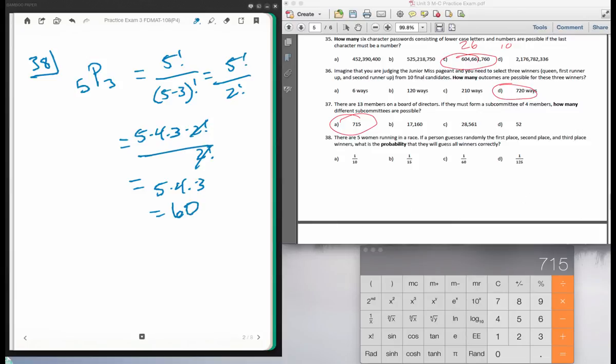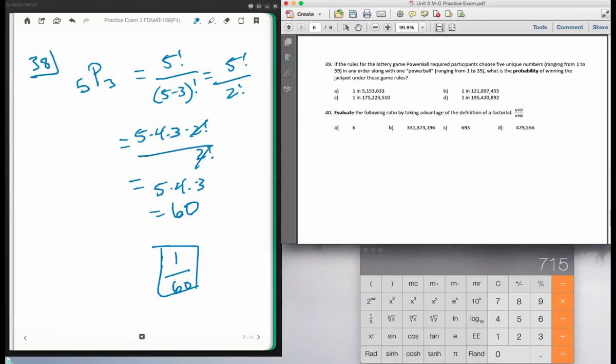Okay? Now, that's how many options there are. Okay, looking over here, we need to look for the probability. There's only one way to get that. So there's 60 possible combinations. Now, the first, second, third, if you get that right on, there's only one way to guess that. So 1 out of 60 would be the probability to guess that, or C.